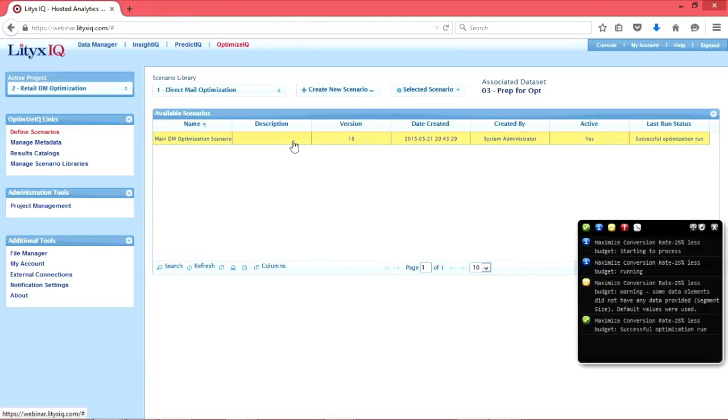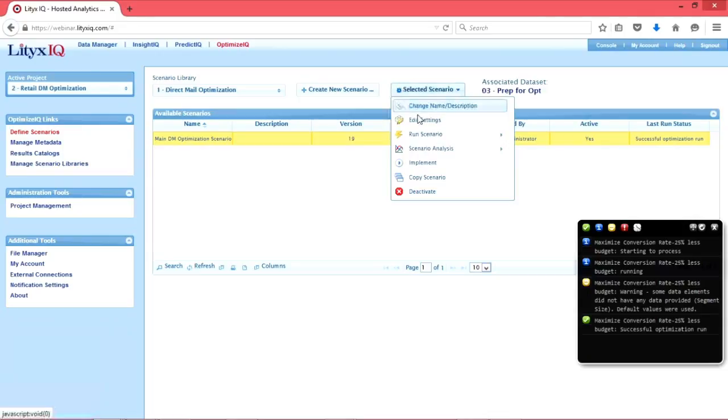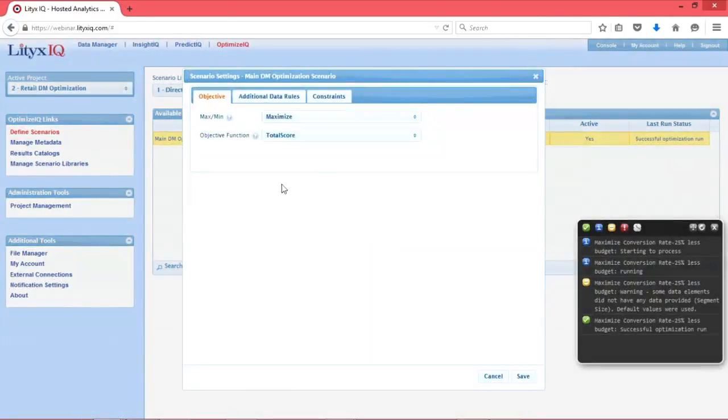Okay, so for this particular problem, we have just a single data set, a single scenario here. And so let me go ahead and show you what's incorporated. So we have an objective function, maximize total score. That's in essence looking to maximize response rate because our model score is the prediction of response rate.